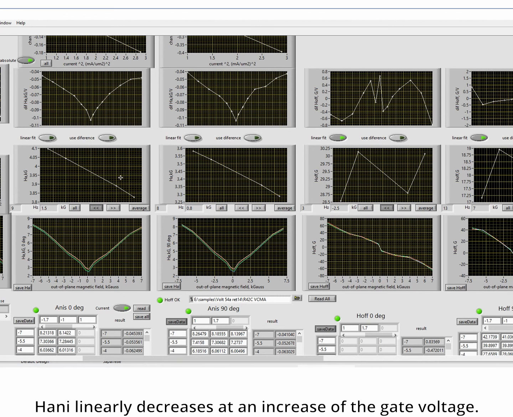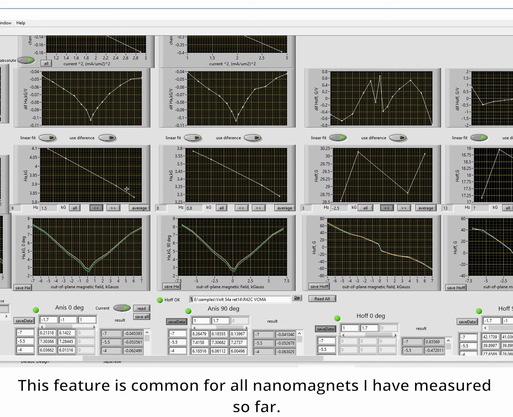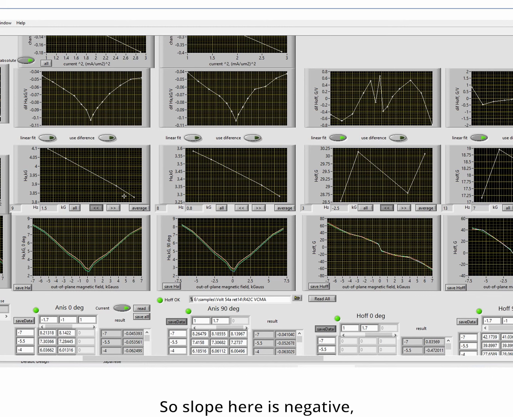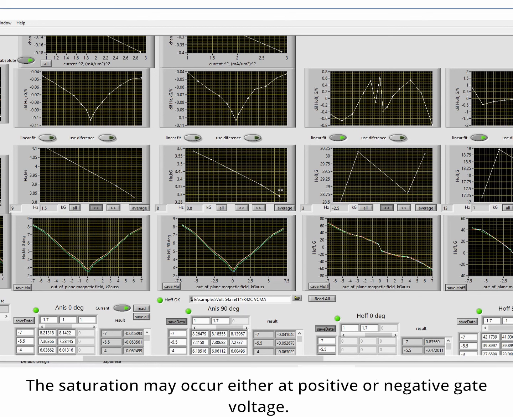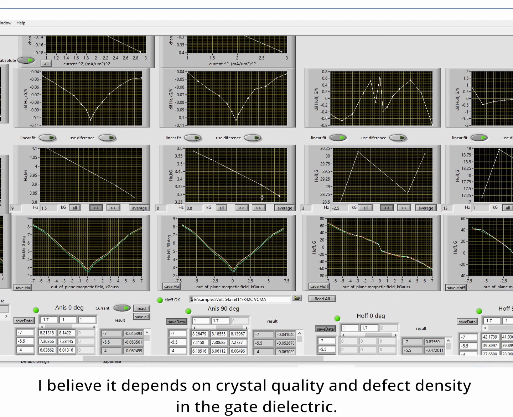Anisotropy field linearly decreases with increase of gate voltage. This feature is common for all nanomagnets I have measured so far. The slope here is negative. The derivative is negative. The dependency on the gate voltage may deviate from linear, like this, at higher gate voltages. The saturation may occur either at positive or negative gate voltage, here. I believe it depends on crystal quality and defect density in the gate dielectric.